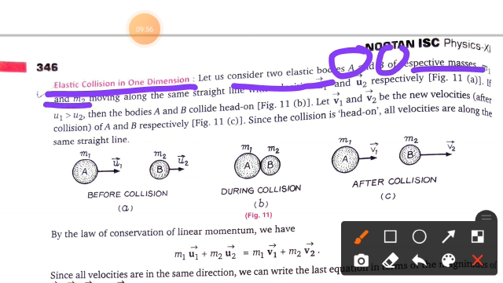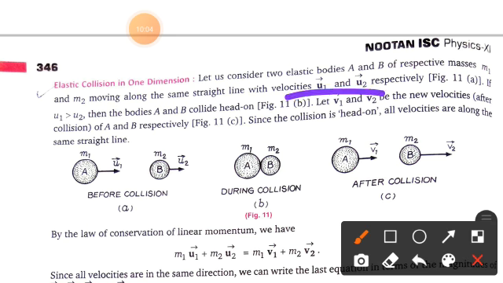Respective masses m1 and m2 moving along the same straight line path with initial velocities u1 and u2, you can see here. If u1, the initial velocity of the first mass, is greater than that of the second mass, then bodies A and B collide head to head. You can see here figure B.